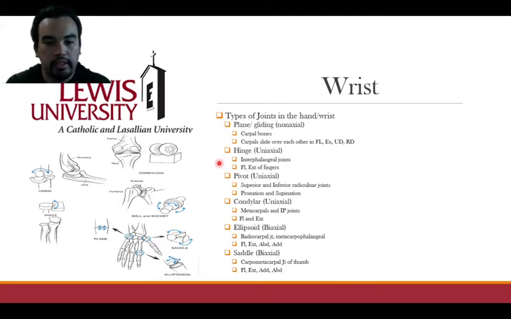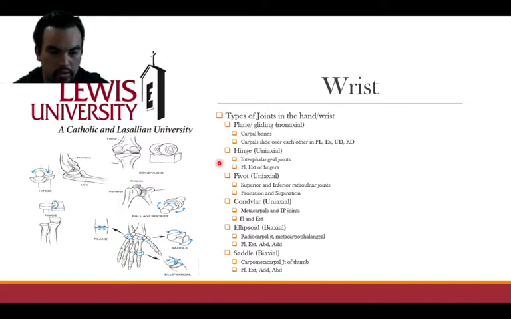So then let's move on to the types of joint in the hands and the wrist. If we're going to look at the bones that are involved, let's look at the joints as well. So we have a plane joint, which is a gliding non-axial joint, so it doesn't really have any planes of motion. This is really what happens with the carpal bones.